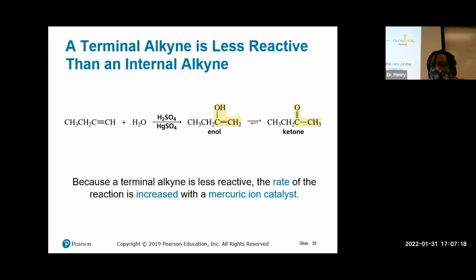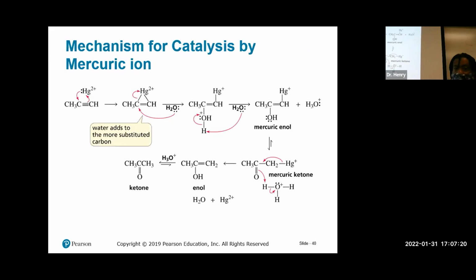Okay, so let's talk about the mechanism. So here, we're going to be using the mercury. The mercury is going to provide the electrons to the carbon. The double bond is going to provide the electrons to the mercury. And so then you're going to end up forming a bond like that, where mercury is going to bond to both carbons.